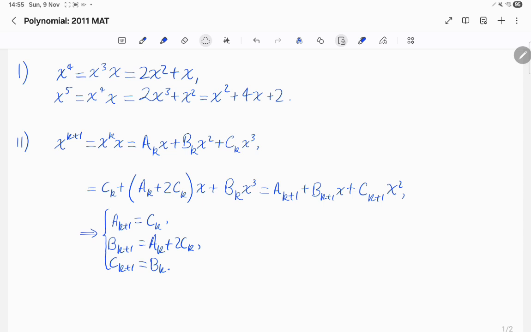Substituting 2x plus 1 for x cubed, we have that this expression is equal to ck plus x of ak plus 2ck plus bk x squared, and this we will set equal to ak plus 1 plus bk plus 1 x plus ck plus 1 x squared, and therefore we have that ak plus 1 is equal to ck, bk plus 1 is equal to ak plus 2ck, and ck plus 1 is equal to bk.